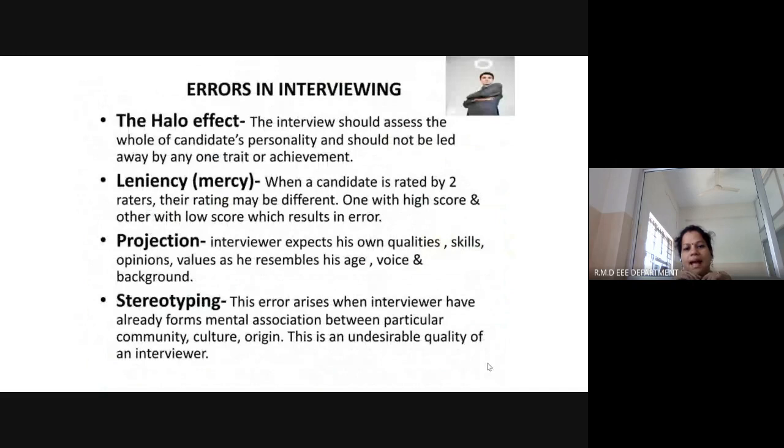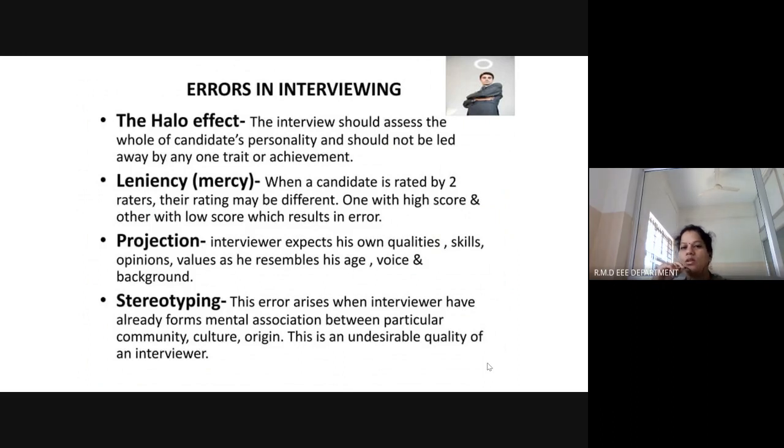During the interviewing process, it depends upon the organization. It is not necessary that every interviewing process will always give an accurate result. Sometimes there is a possibility of errors, like the halo effect, leniency error, projection error, and stereotyping error.